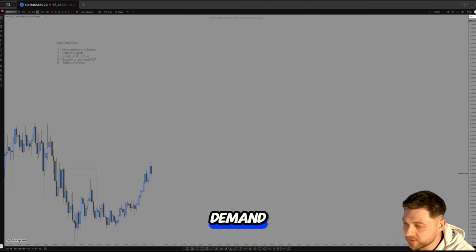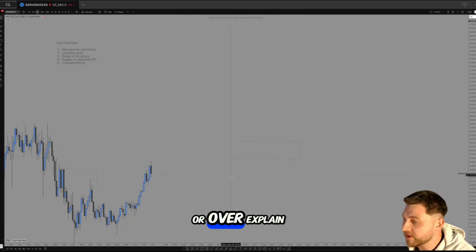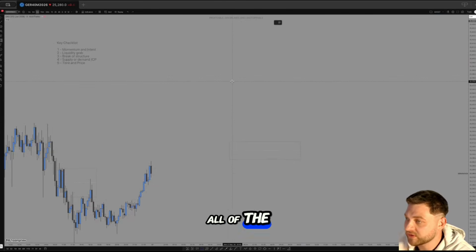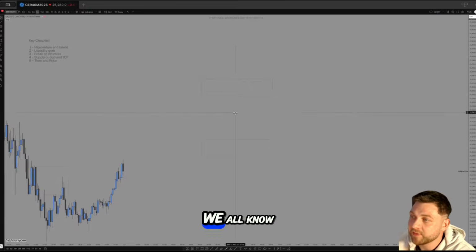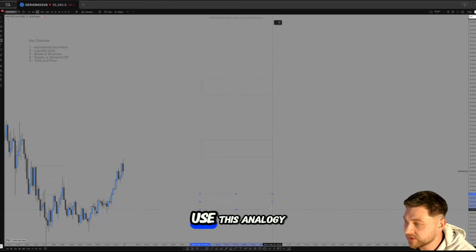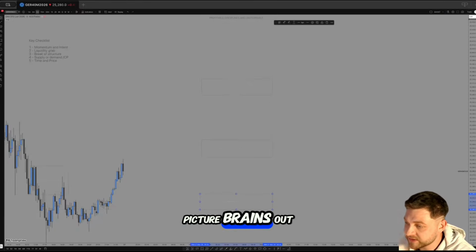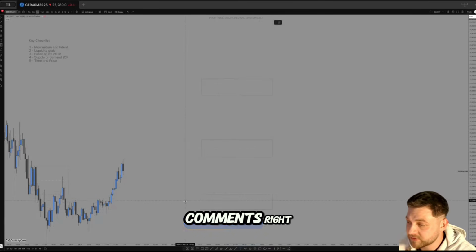Now, supply and demand. Probably one of the things that traders confuse or over-explain all of the time, right? And I'm going to use the current market condition in South Africa. We all know the fuel prices are crazy, oil prices are crazy, and things are all over the place, right? So, for instance, now we have three tiers, right? Let's just use this, and I'm going to use this analogy for all the picture brains out there. So, if you're a picture brain, please let me know in the comments, right?